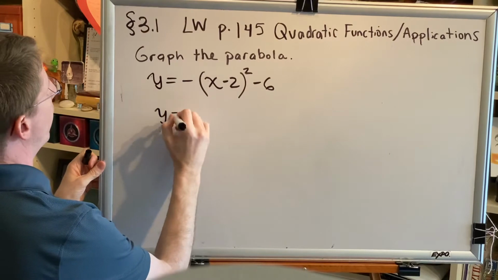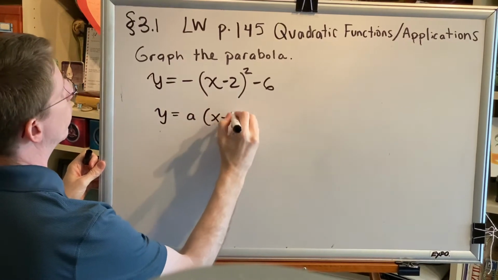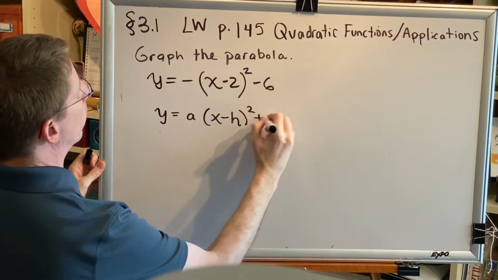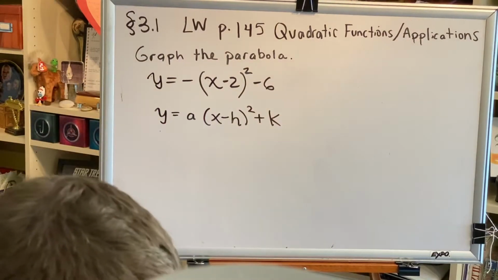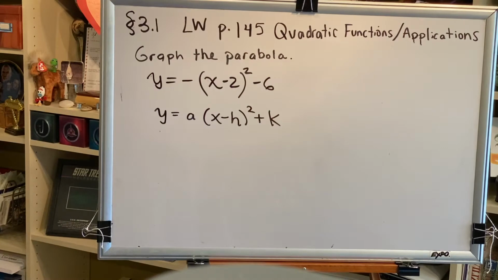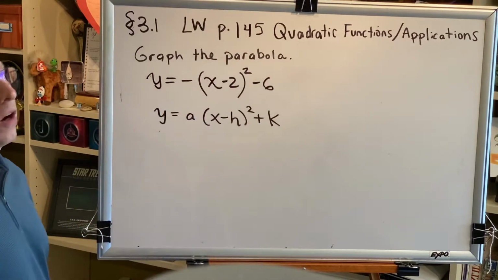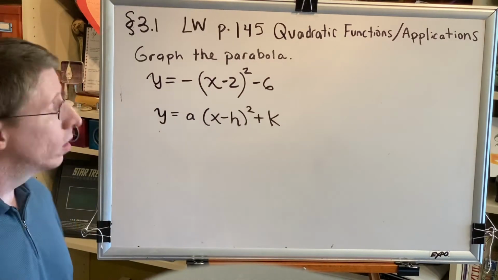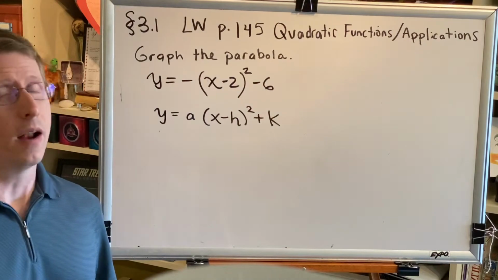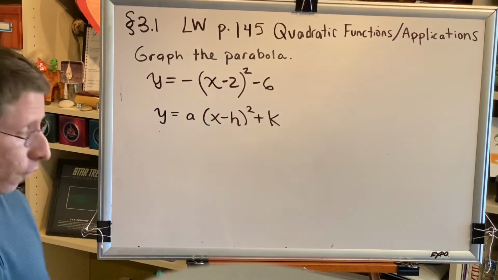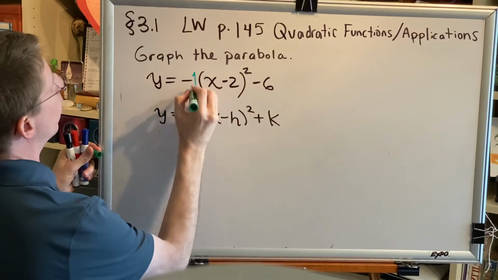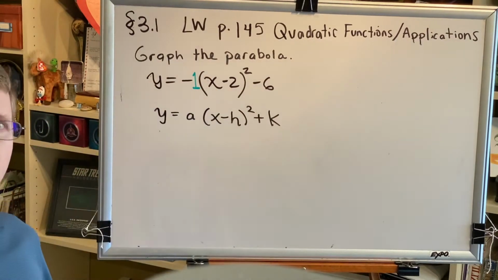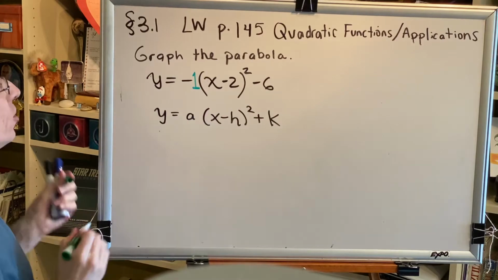We're going to begin by writing our vertex form. And then we're going to compare. Now, one of the things that you might notice about this problem that's different than the other two is there's a negative here, but there's no actual number. Well, a negative does represent a number. It's the actual number -1. So I'm going to write that little 1 in here. It's a hidden number, but we know it's there. And this will help us to identify the values of a, h, and k.